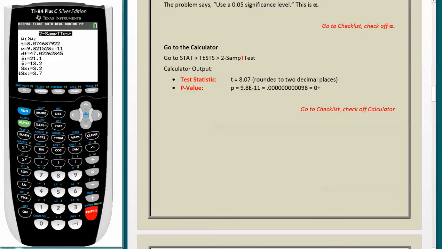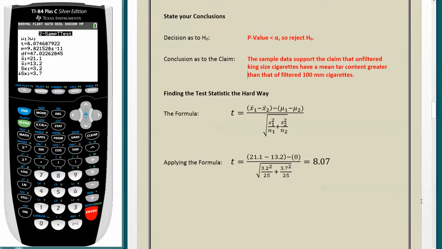The calculator did all the math for you and just gave it to you. Most instructors would like to see a little bit more than that in terms of where that test statistic came from. Here's the generic formula, and then here's how we apply it to this problem.